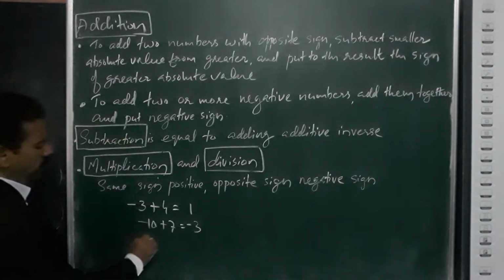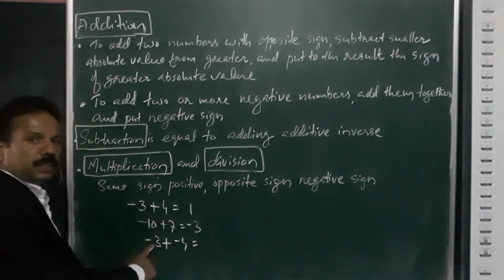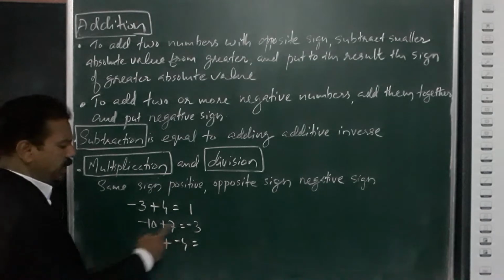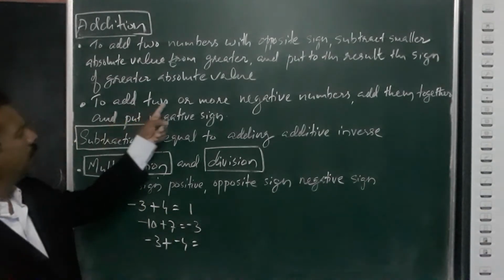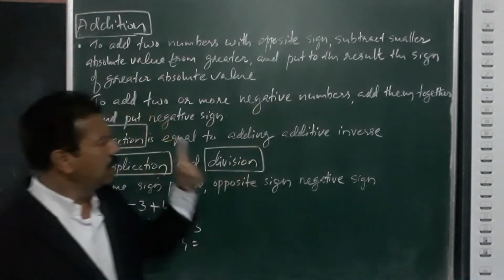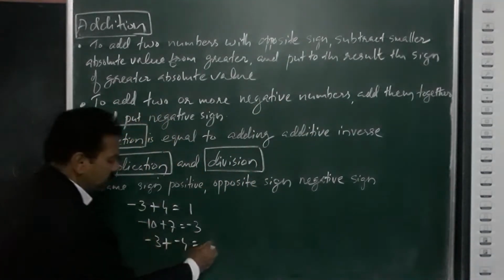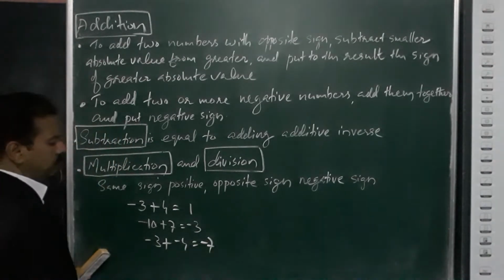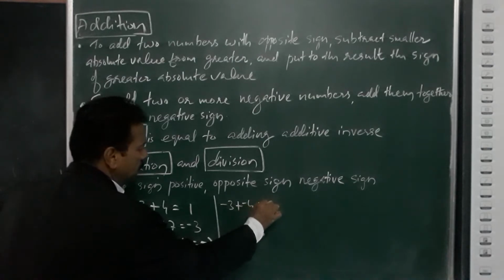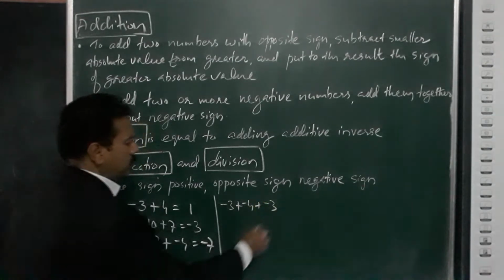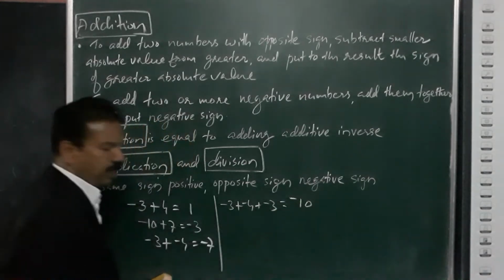Now, minus 3 plus minus 4. To add two numbers, both negative, or two or more negative numbers, add them together and put a negative sign. 3 plus 4 is 7, put a negative sign. Also, minus 3 plus minus 4 plus minus 3: 3 plus 4 is 7, plus 3 is 10. Put a negative sign.